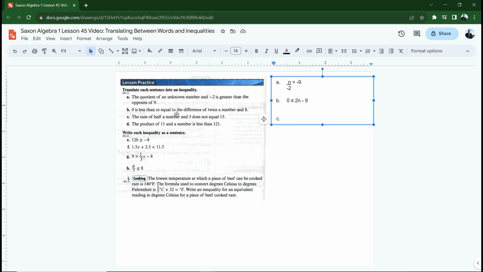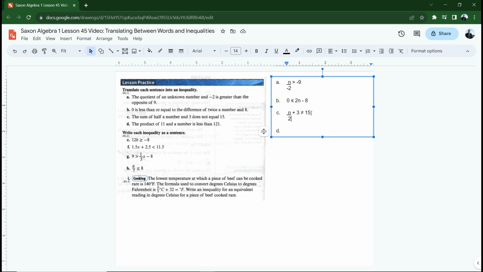Oh boy, letter C comes to an inequality symbol you're probably not used to using. What if something just says does not equal? If something does not equal something else, that means it can be greater than or less than, but not equal to. Okay, so we use this symbol for not equal to. This is the not equal to symbol. And let's just take a look. The sum of half a number is a variable divided by 2, and 3 is the sum. So n over 2 plus 3 does not equal 15.